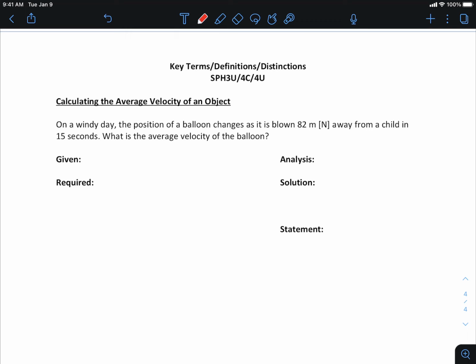Well, one more question, and then I got a couple other things to talk to you guys about before you go. Okay. On a windy day, the position of a balloon changes as it is blown 82 meters north away from a child in 15 seconds. Okay. What is the average velocity of the balloon? Okay, well, we're given, you just look at the question and look at what you're given. Okay. Well, your change in position, right? So it's displacement. Delta D is equal to 82 meters north, right? And we also know the change in time.